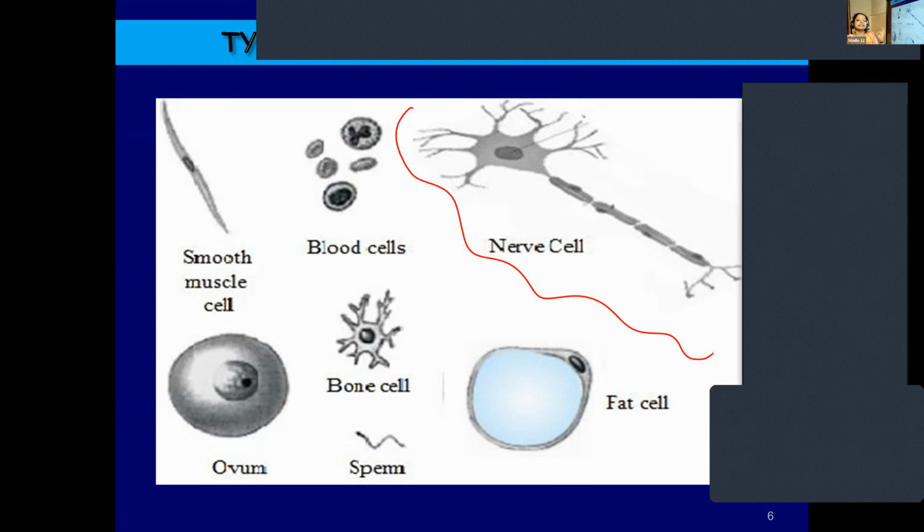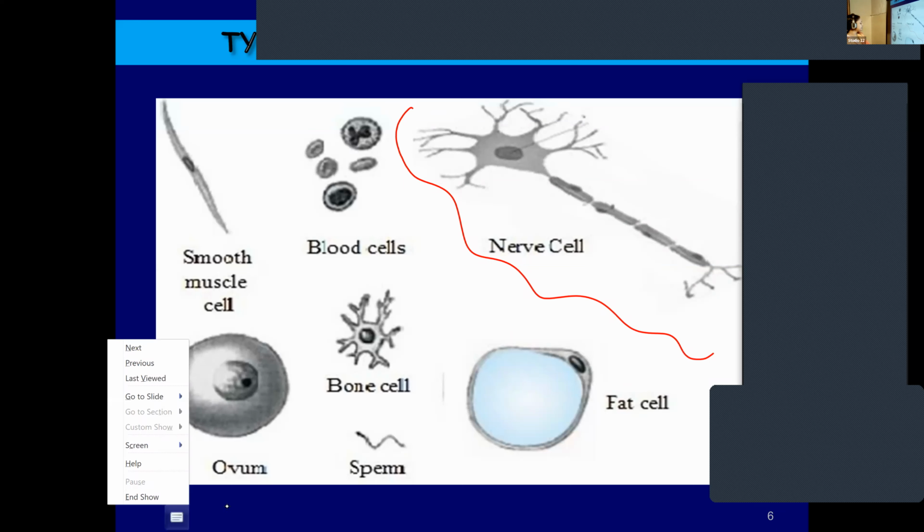So each cell has a shape which will suit its function. Shape and function of the cell are closely related. Cells are shaped in such a way that they can perform their function effectively. Okay. Moving on to the next one.